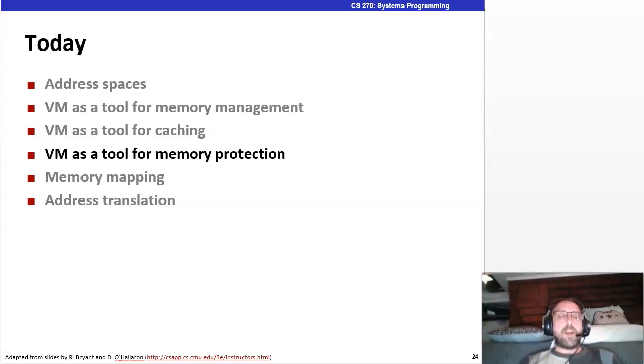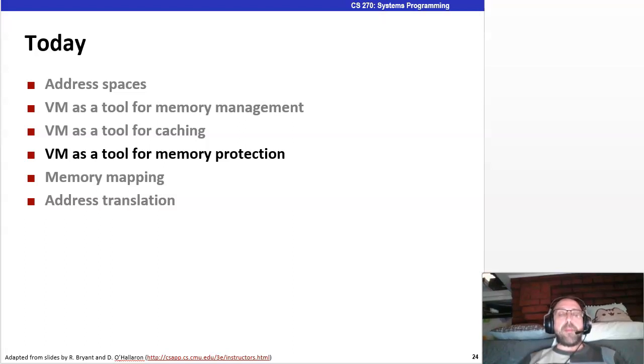All right, let's see a little bit more about virtual memory. First, very briefly about how virtual memory is used as a tool for memory protection, which I talked about in the previous video, and then a little bit about how memory mapping works at the operating system level, and particularly at the level of a program that wants to map something from disk into virtual memory.